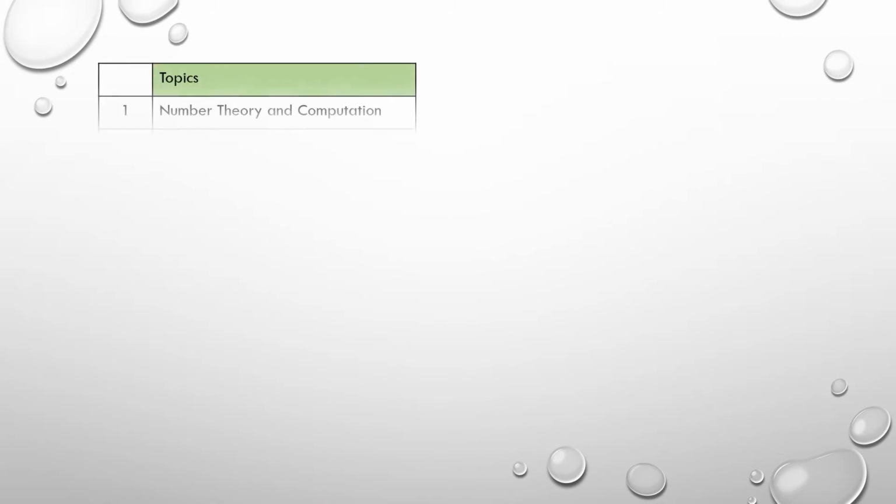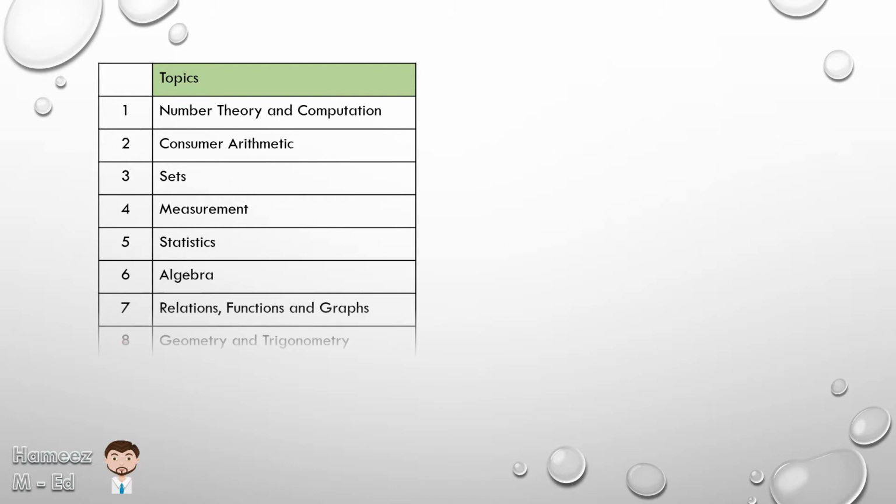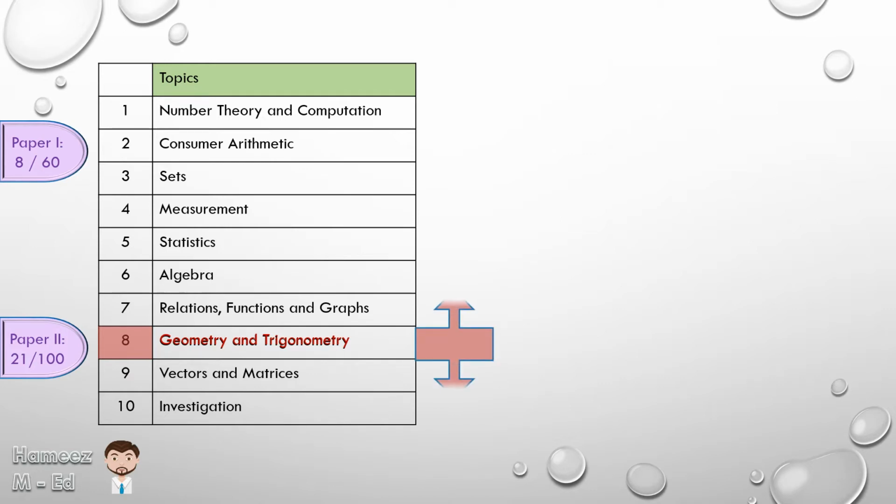Let's look at the 10 major topics in CSEC Mathematics, and in this video we'll be looking at topic number 8, Geometry and Trigonometry. This topic is tested for 8 questions out of the 60 in paper 1, multiple choice, and for 21 marks in paper 2, which is worth 2 full questions. This topic can be subdivided into 2 parts, geometry or trigonometry.